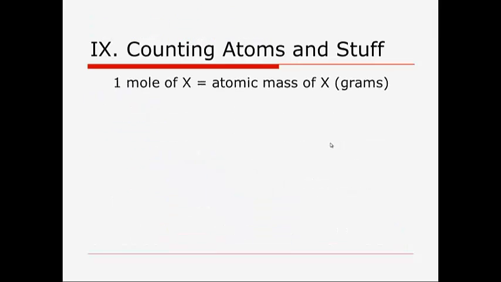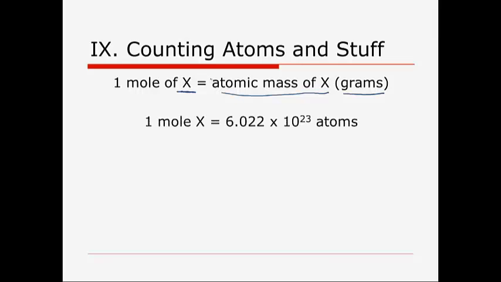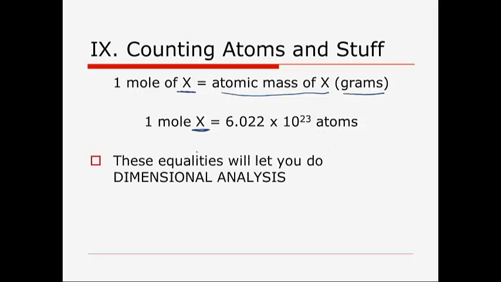Okay, now we have an equality. If you have 1 mole of element X, its mass in grams is equal to its atomic mass. Okay, now, because we have an equality, and we know the equality here, remember, if you have 1 mole of any element, it doesn't matter what that element is, you have 6.022 times 10 to the 23rd atoms of them. Okay? These are equalities, which means we can now do dimensional analysis, which means I can make a conversion factor.